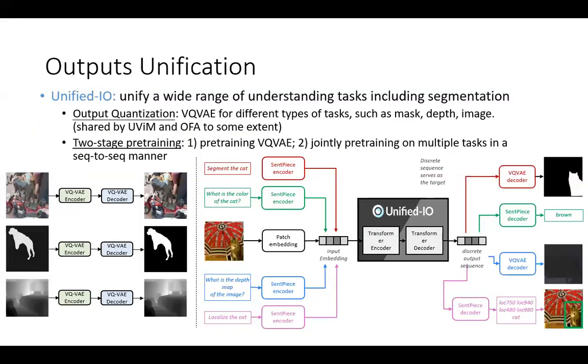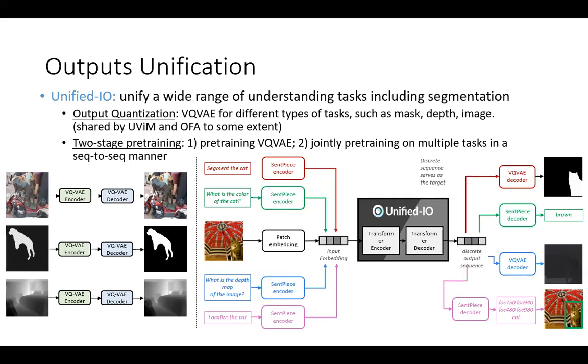And when it goes to the pixel level task, actually, the previous two methods can hardly cope with this. So Unified I/O is a type of method that can further unify a wide range of understanding tasks, including segmentation. To cope with this kind of pixel level or dense prediction task, the model will train the VQVAE for each of the separate tasks. For example, for the mask segmentation task and for the depth estimation task, the author will train some kind of task-specific VQVAE.